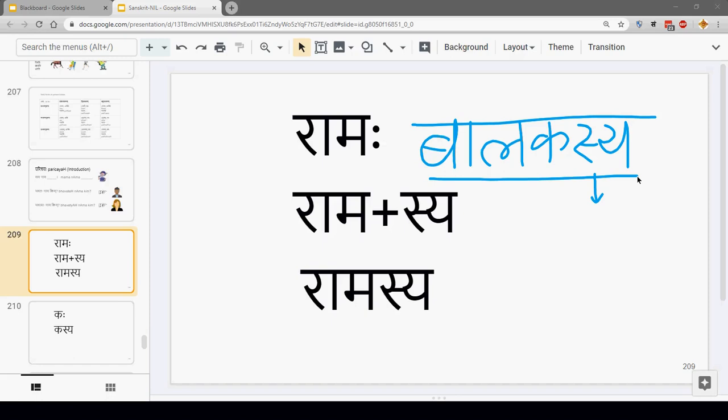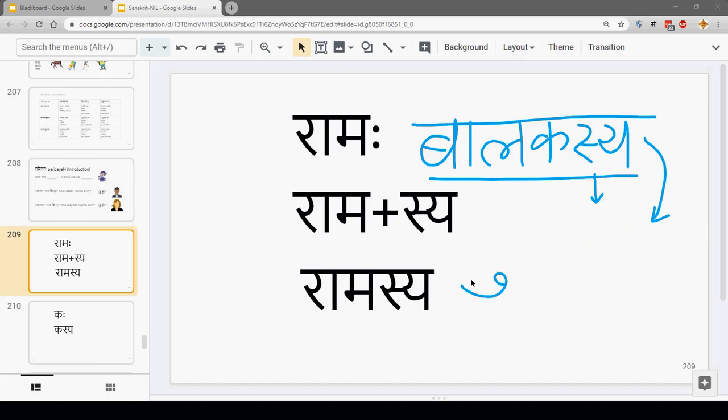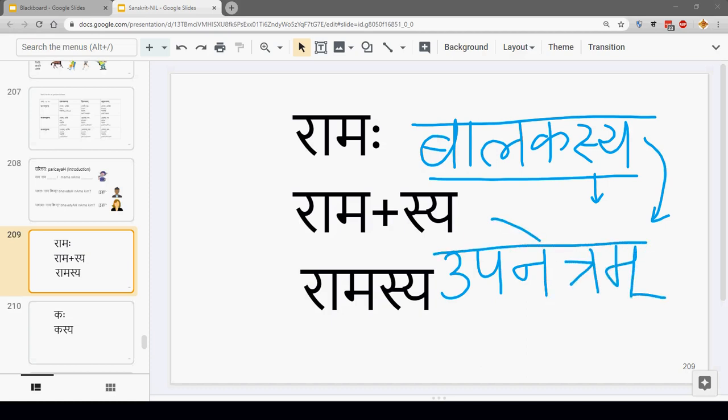So this is Balakasya Shashti. Now, example is Balakasya Pustakam. Pustakam, we know. So what does pustakam mean? Book. Balakasya pustakam. Balakasya kandukaha. And Balakasya upanetram. Phalam. Anything we can use. Balakasya upanetram.